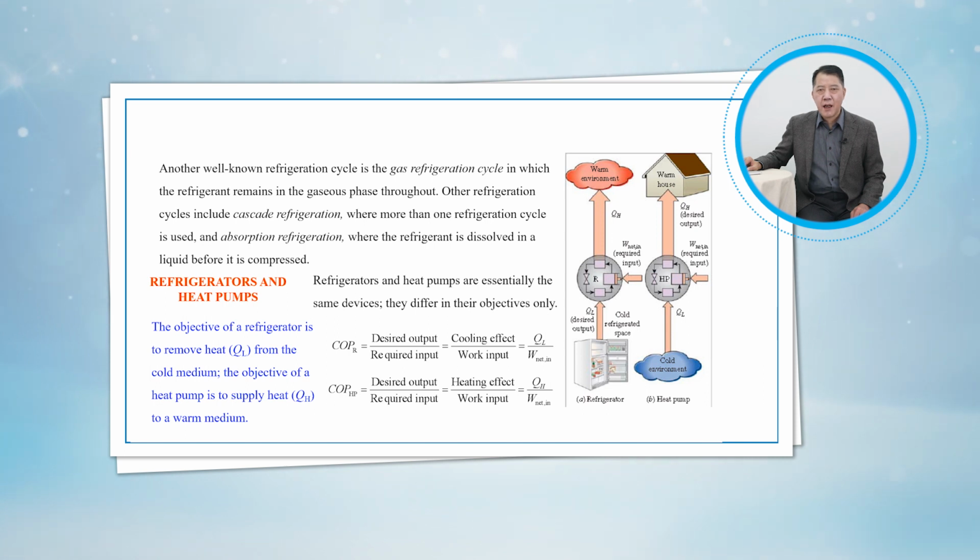In reality, however, part of QH is lost to the outside air through piping and other devices, and COP heat pump may drop below unity when the outside air temperature is too low. When this happens, the system normally switches to the fuel or resistance heating mode.